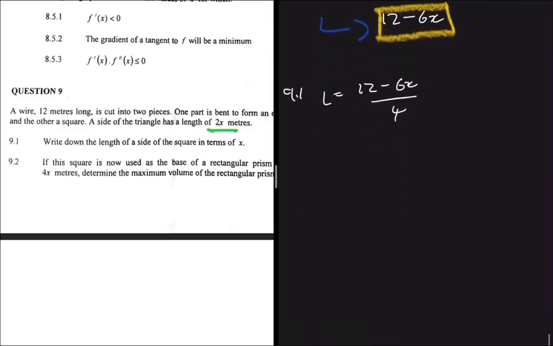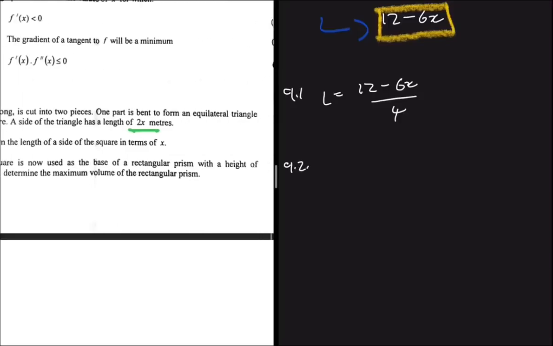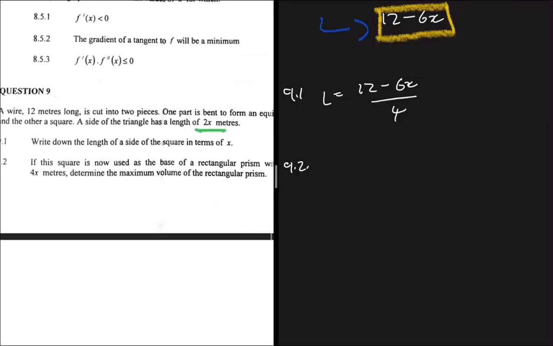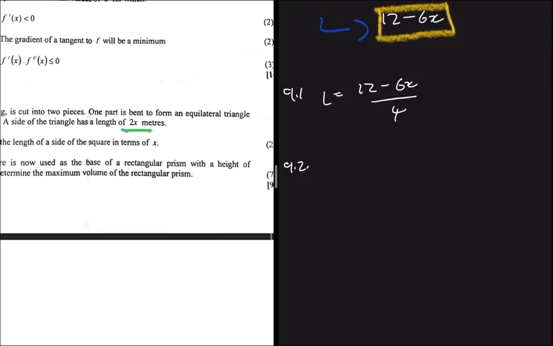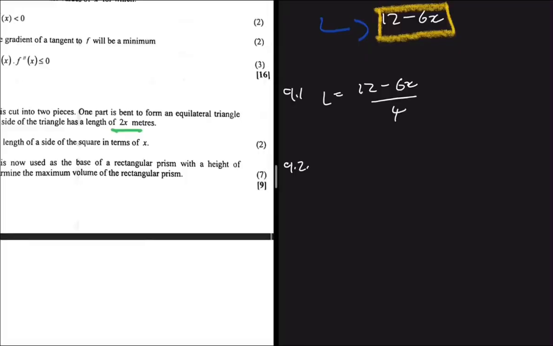And now the interesting question, 9.2. It is saying that if this square is now used as the base of a rectangular prism with a height of 4x meters, determine the maximum volume of the rectangular prism. Let me just sketch a rectangular prism first before we go on and solve this problem.